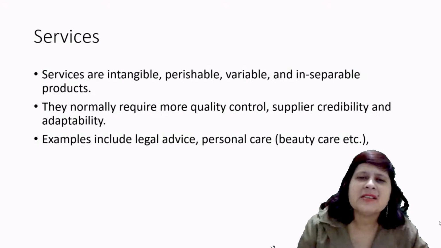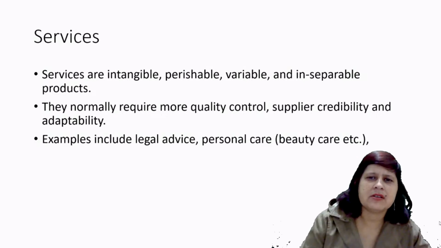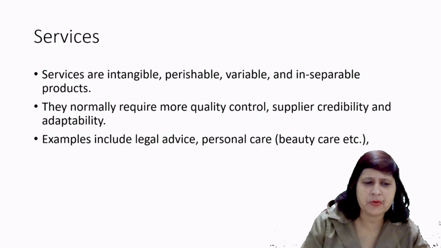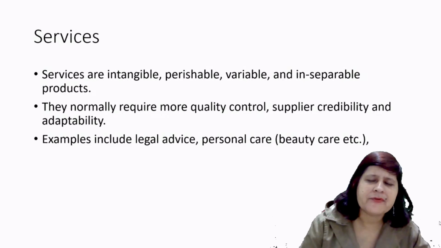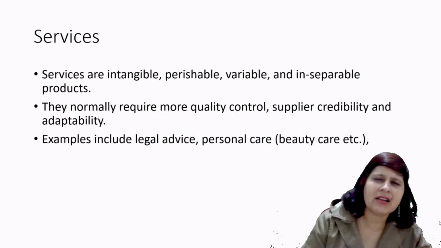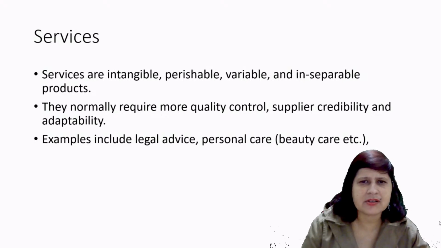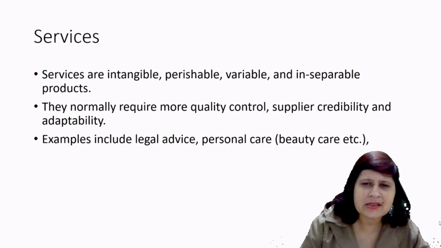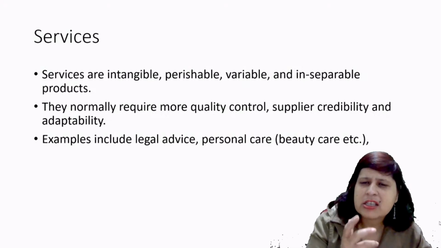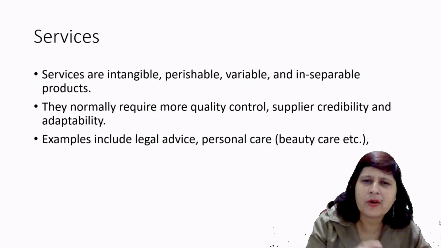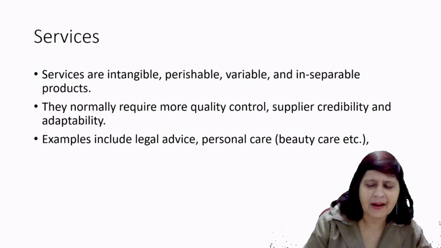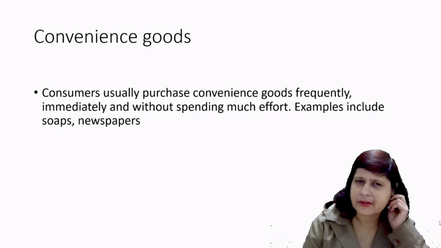Supplier credibility plays an important role in services, and adaptability plays an important role in services. Examples of services are insurance, legal advice, personal care. All these are services. Personal care, like beauty care, right? Or legal advice. Quality control is required. Supplier credibility is required. How credible that lawyer is, and adaptability is required.